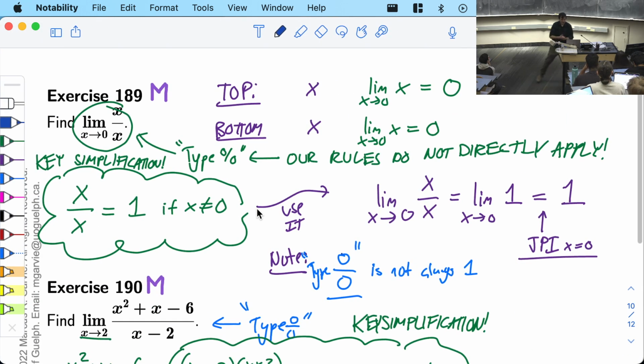So we saw 2 examples last class. This was one of them. We had x divided by x. X divided by x, that was a 0 over 0. And it turned out the limit was 1. So after simplifying, we got a limit of 1.